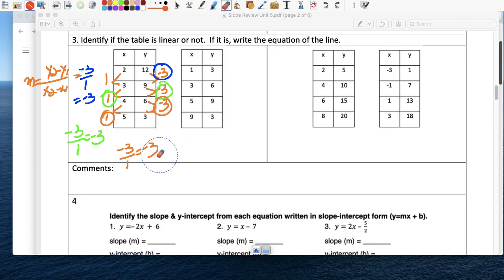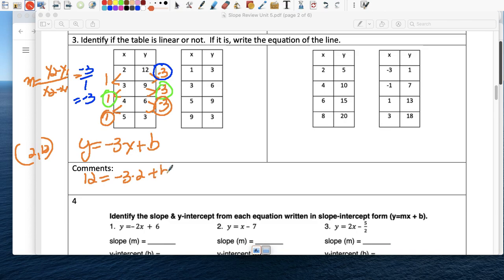So for the first table, I have y equals negative 3x so far. I know the slope, but I don't have the b. So we need to find b. Pick a point, I'll pick 2 and 12. It doesn't matter which point you pick. So 12 equals negative 3 times 2 plus b. Remember, this is your x and this is your y.